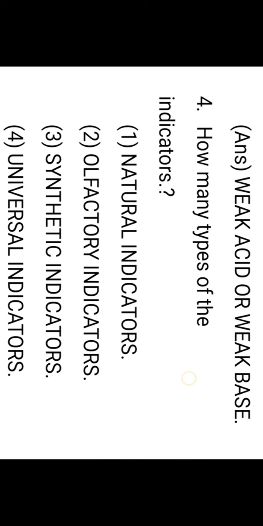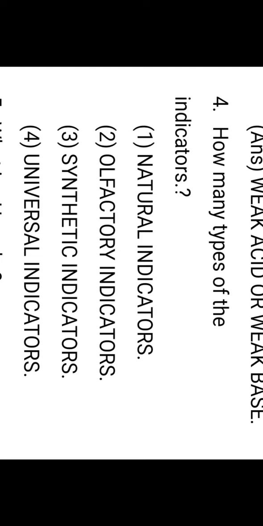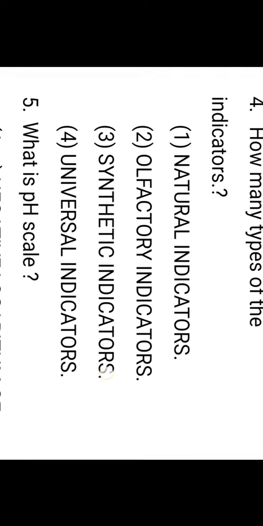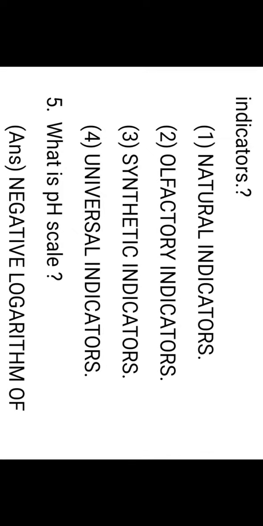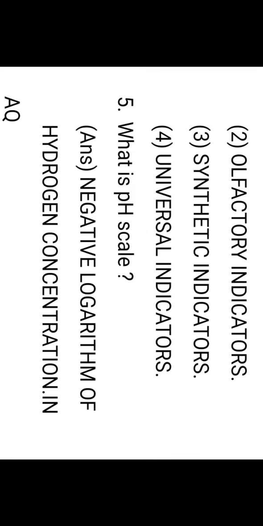The next question: what is meant by indicators, and examples? Weak acid or weak base? These are the indicators. The indicators indicate either the acidic or basic property. Next question: how many types of indicators? Natural indicators, olfactory indicators, synthetic indicators, and universal indicators. These are the four types.